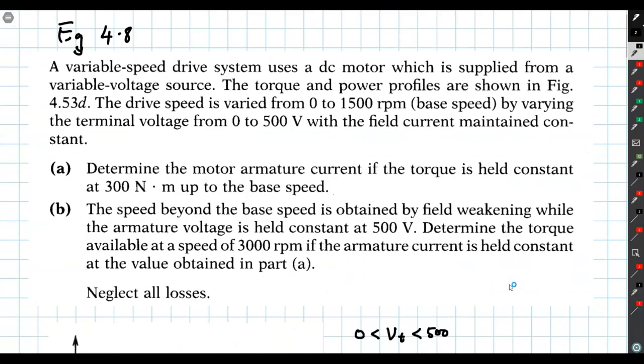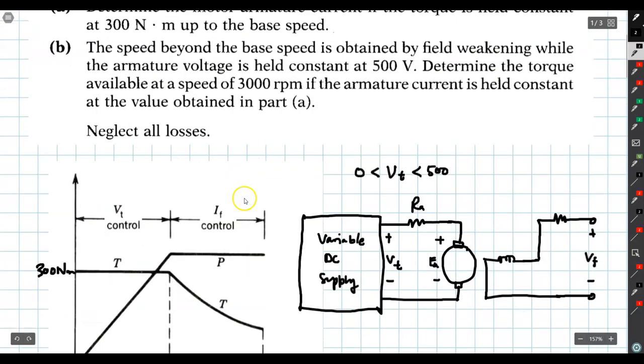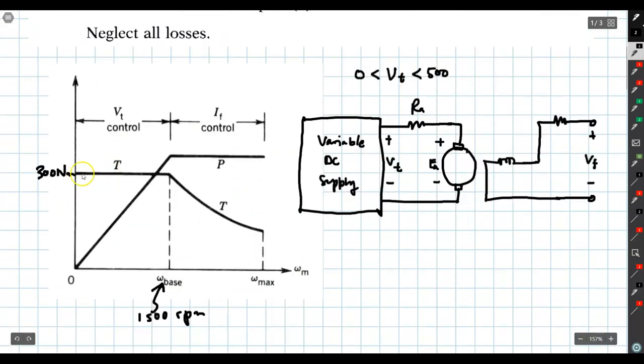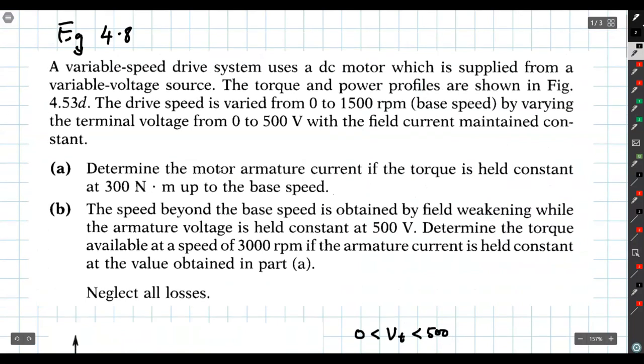So the first part of the question, part A, asks us to find the motor armature current IA if the torque is held constant at 300 newton meter up to the base speed. Assuming that the torque is held constant at 300 newton meter up to the base speed, what is going to be the armature current flowing in the armature circuit here? The information that we can obtain from this question is very limited because RA is not given. So in order to calculate the armature current, we have to make an assumption.